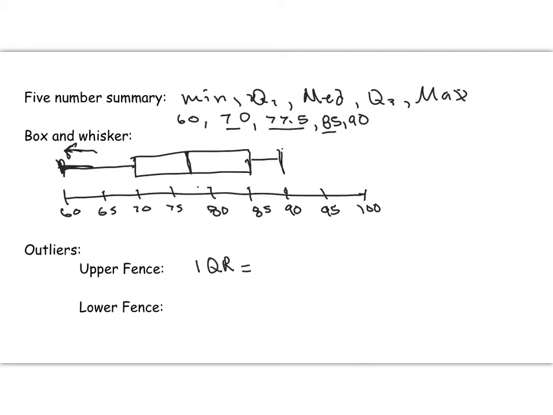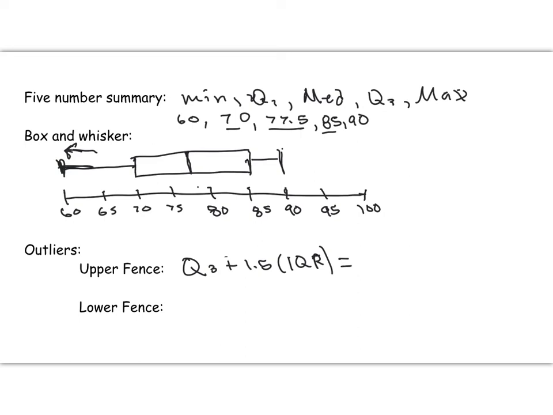So my interquartile range is going to be, for the upper fence, is Q3. Oh, sorry, that's the interquartile range. I just messed up. Hold on. The upper fence is Q3 plus 1.5 times my interquartile range.